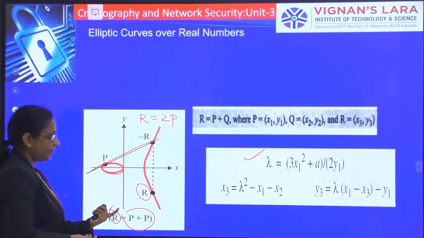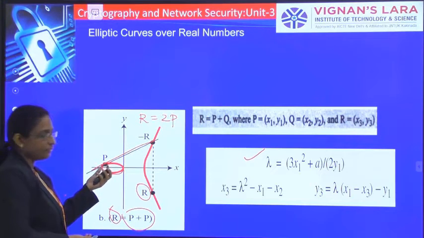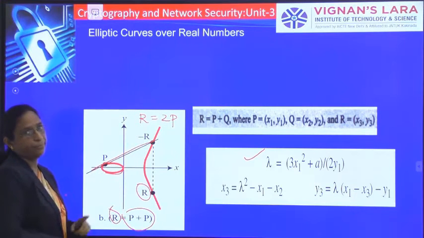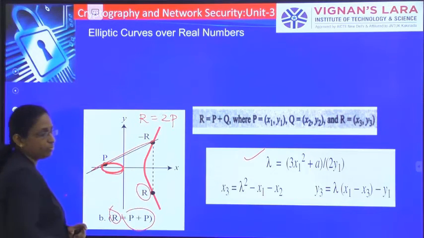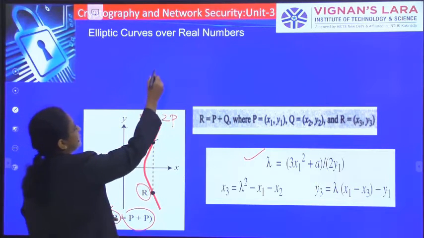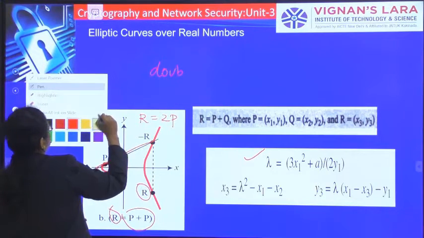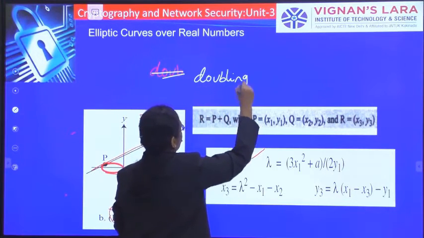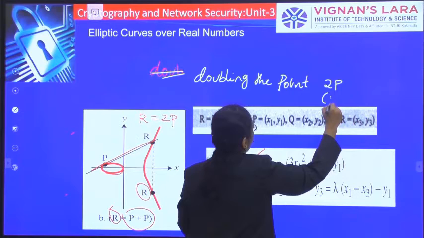So that is doubling the point, where you take a point P on the curve. From this point P you draw a line such that the line intersects the curve at some other point. At the point where the line intersects, you take the reflected point, which is nothing but the resultant of doubling the point. So this is said to be doubling the point, that is 2P, or we can say P plus P.